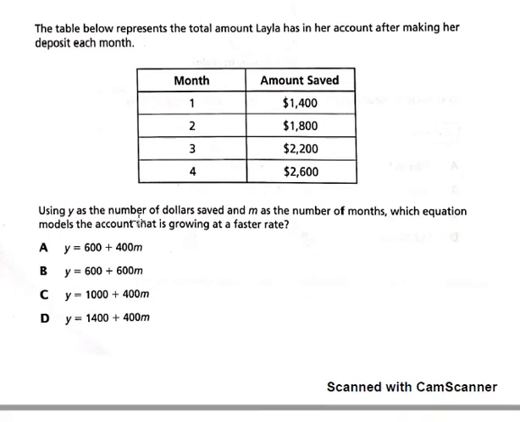It says using y as the number of values and m as the number of months, which equation models the account that is growing at a faster rate. If we want to know which one's growing at a faster rate, we want to know which one has the larger rate of change. So we're going to have to look at each one of these situations, and for each one we need to find the slope, because I want to know whose account has the larger slope.